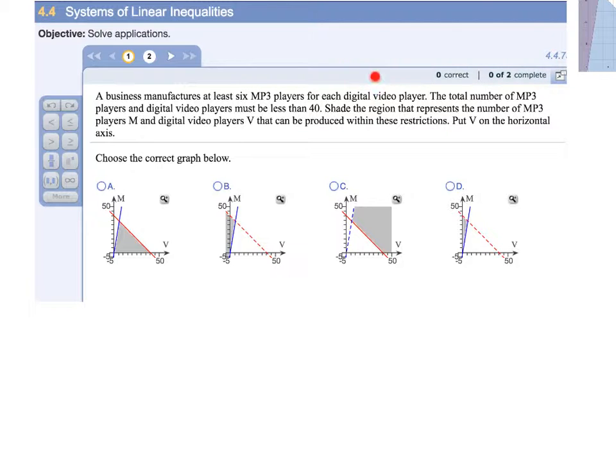So whatever the number of video players, you're going to times it by 6, and that tells you how many MP3 players you have. So what does that mean? That means your MP3 players is going to be greater than or equal to 6 times your video players. When you have 2 video players, you times it by 6, and that tells you how many MP3 players you have. So that's the first inequality that we have.